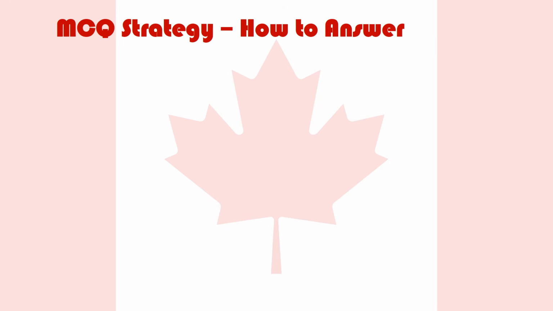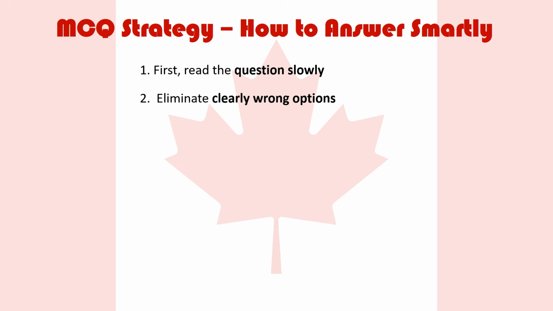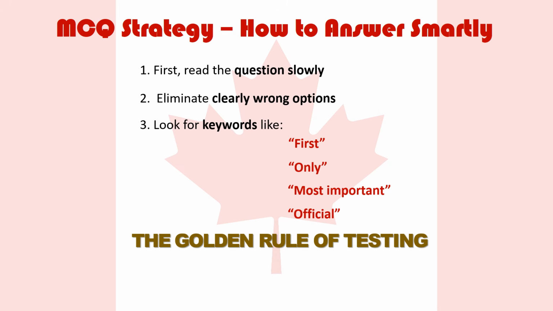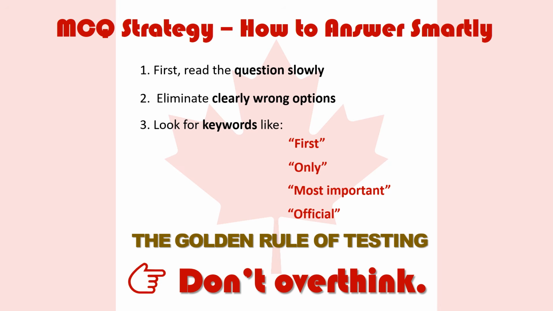Now, a strategy which you can use to answer smartly. Many questions look easy but are tricky. Here's how to handle MCQs. So first, read the question slowly. Second, eliminate clearly wrong options. Third, look for keywords like first, only, most important, official. Usually, two options are wrong, one is confusing, and one is correct. The rule which you can follow to answer MCQs: don't overthink. Most answers are directly written in the Discover Canada guide.